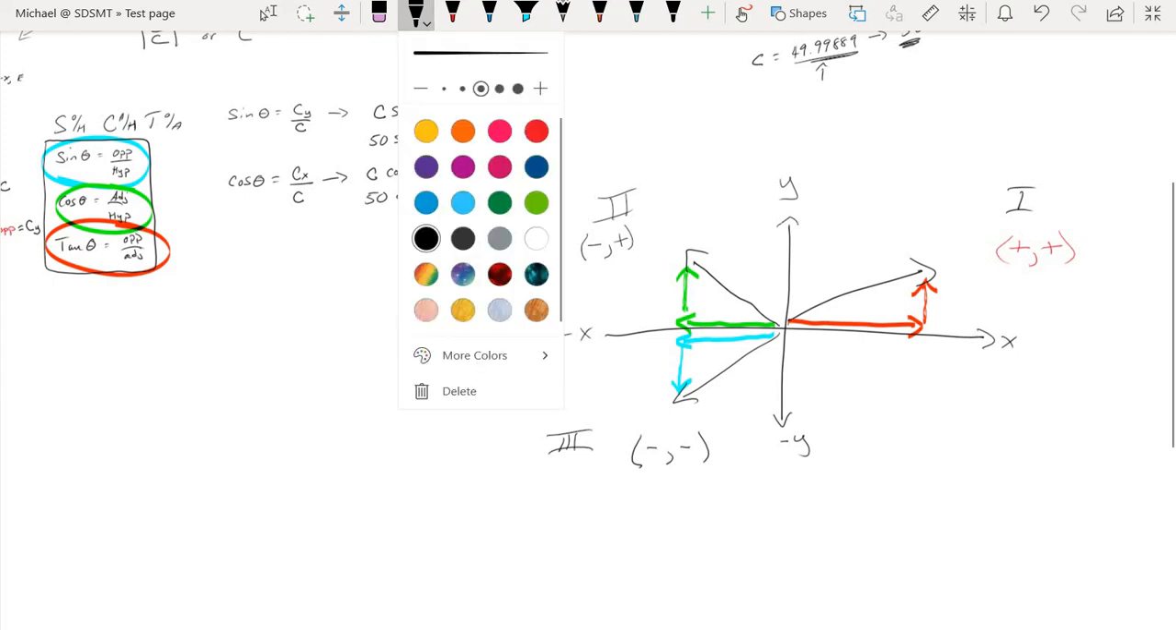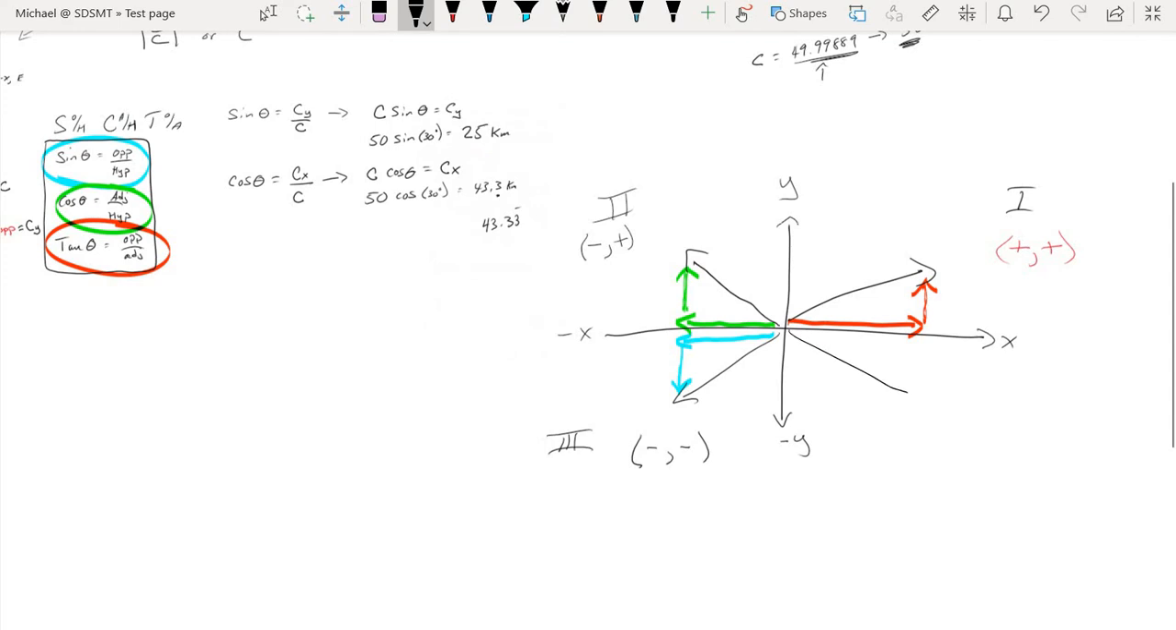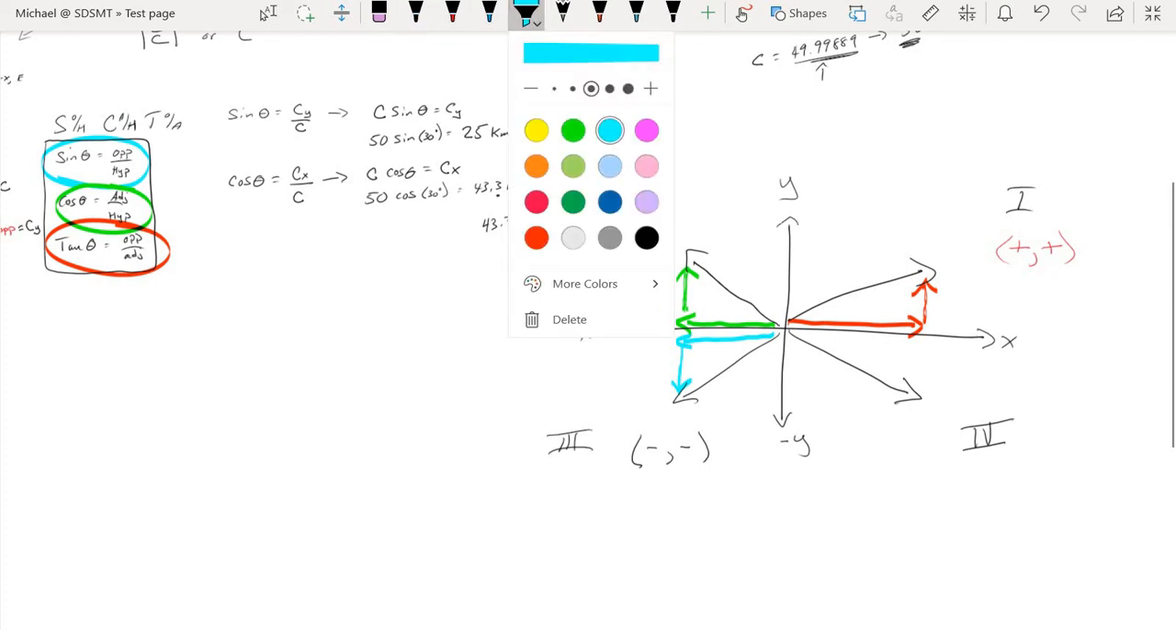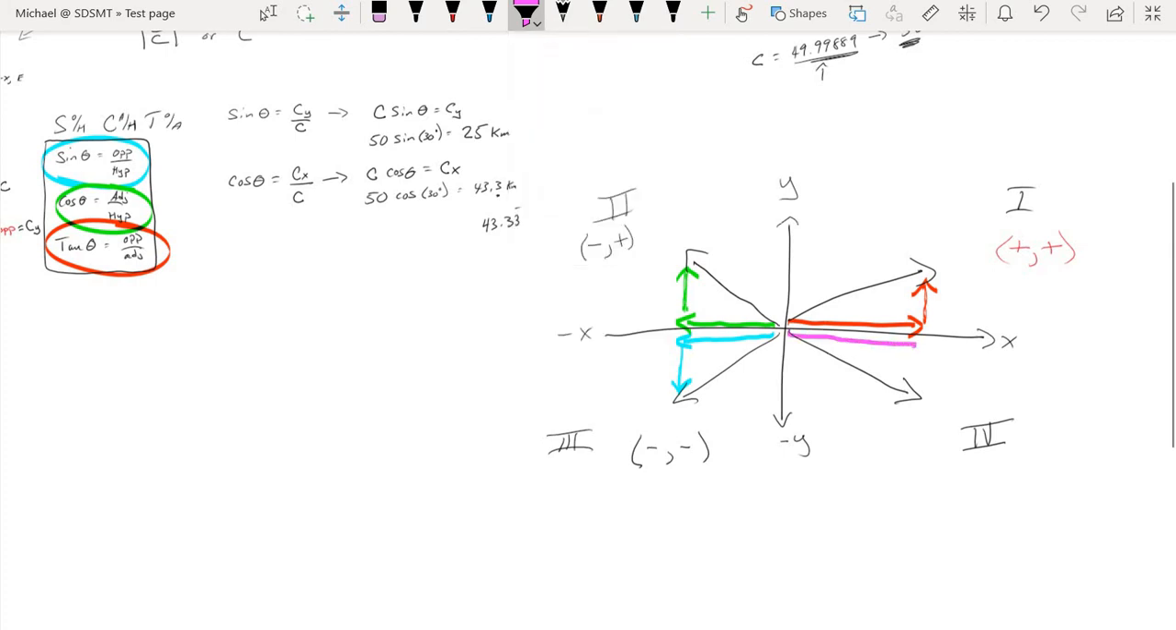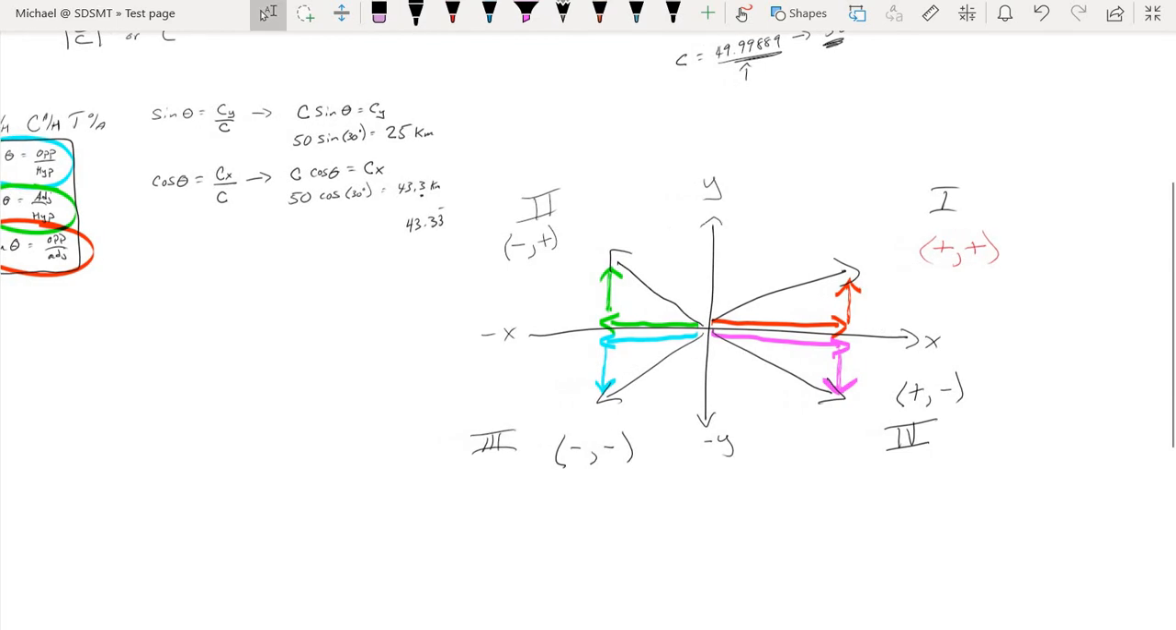And finally, we have vectors that could be in the fourth quadrant. And what color should we use? We'll use purple. All of our vectors in the fourth quadrant are going to have x components that are positive and y components that are negative. I'll just go ahead and make all of the colors so that they match up.